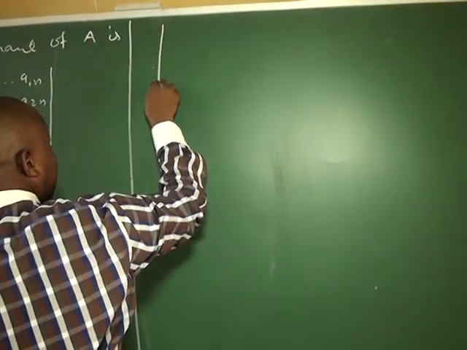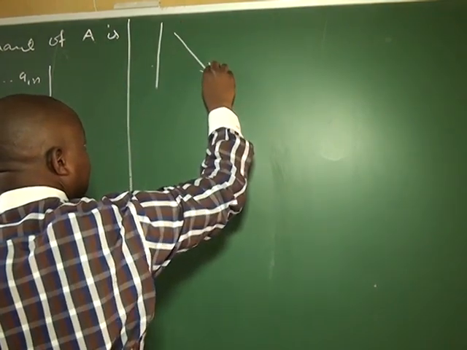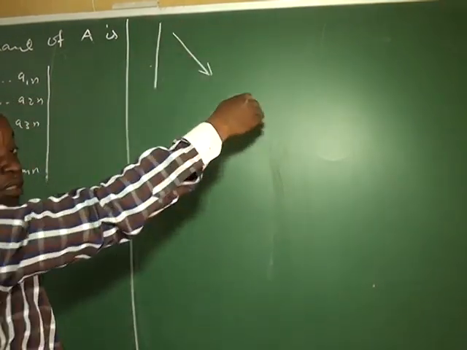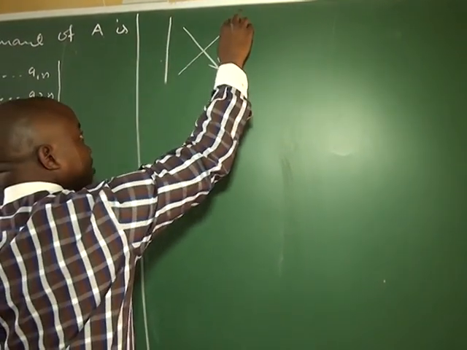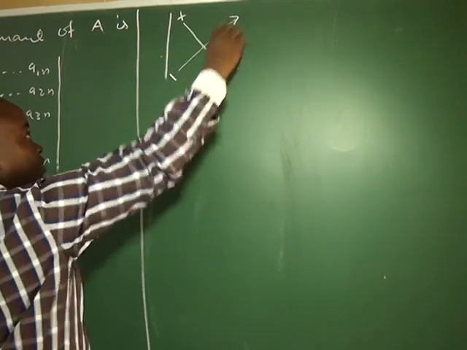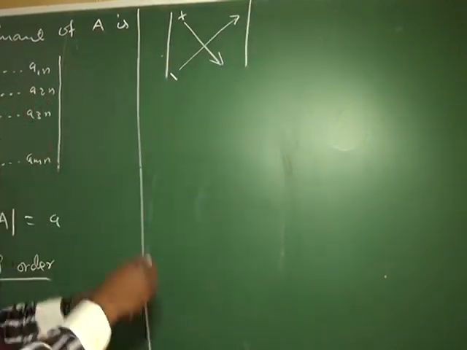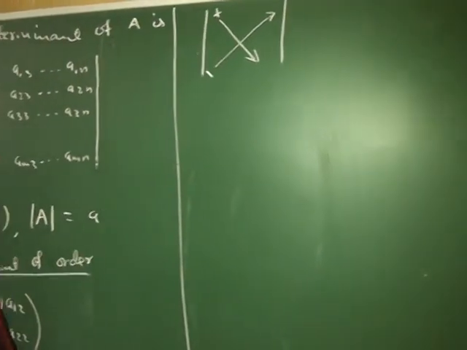You multiply the elements this way, then you also multiply them this way. When you are multiplying this way, it is plus. Then when you are going this way, it is minus. Now let us take an example.